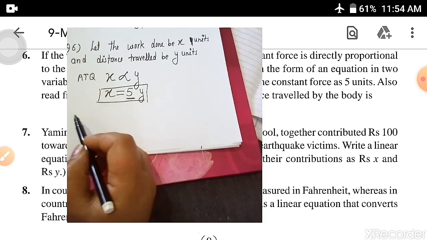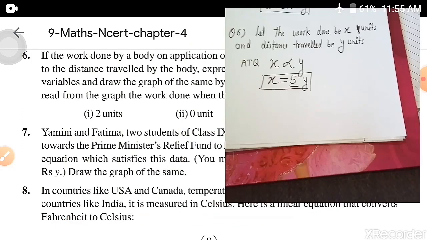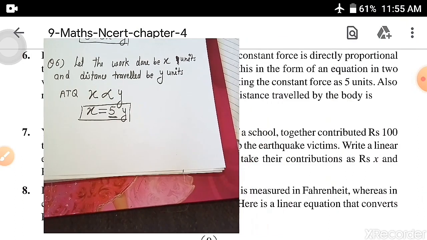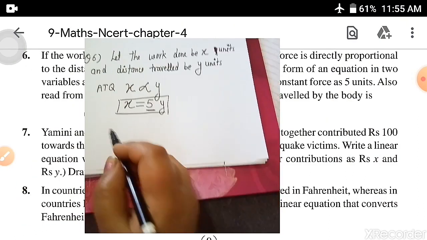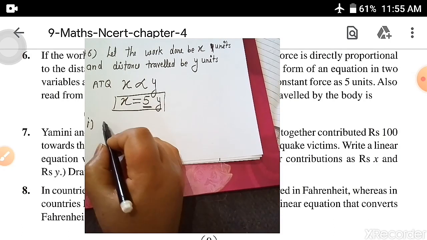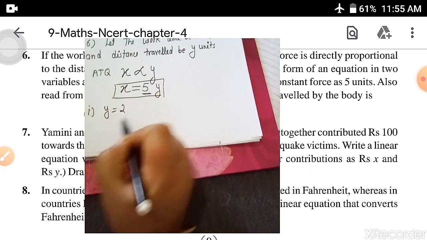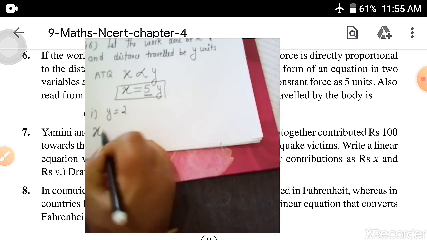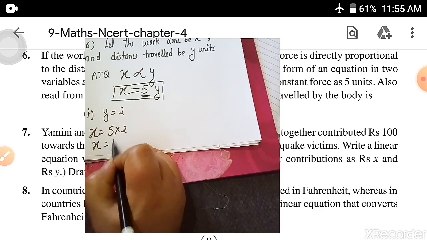Now we have to find out the two values. The two values are 2 unit and 0 unit. The distance is 2 unit and the distance is 0 unit. First, the distance is y, and y is 2 unit as given in the question. So put y equal to 2, then x is equal to 5 into 2, that means x equals 10.